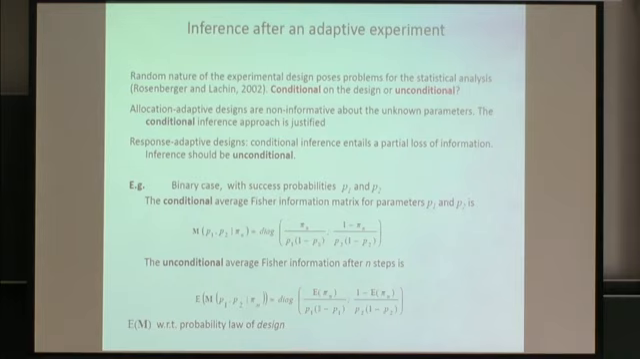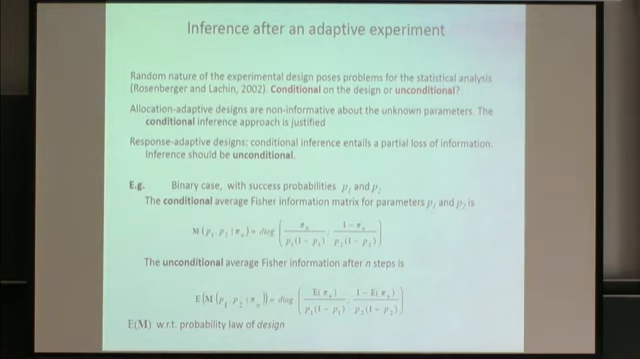The other question is whether the inference should be conditional on the design or unconditional. In a lot of cases, people argue conditionally on the design. Is this justified? Well, sometimes it is. In particular, if the design is adaptive, but it's only allocation adaptive, it only depends on the past allocations, then conditional inference seems to be all right. But if the design is response adaptive, then the design itself is informative about the unknown quantities, so it can't be ignored.